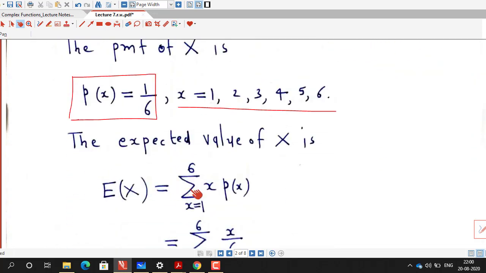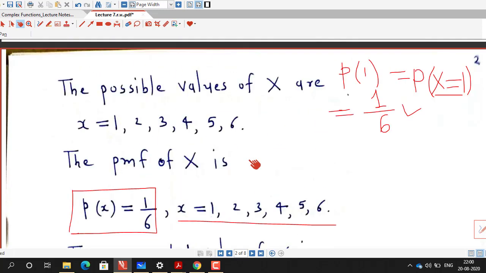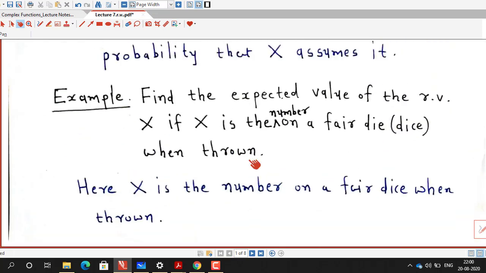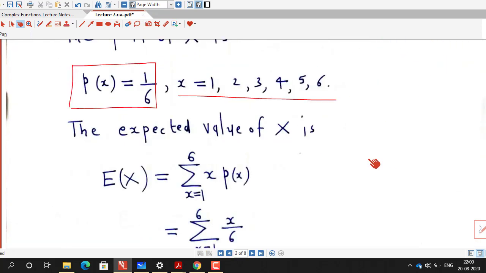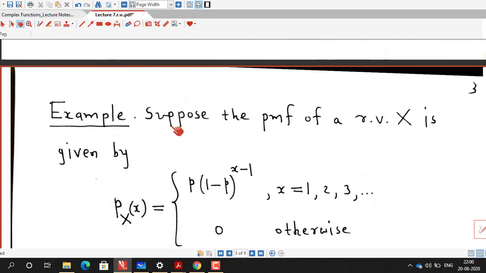You just have to remember this definition. And if probability mass function is not given, then also you can decide it using the definition of probability mass function. We consider one more example.